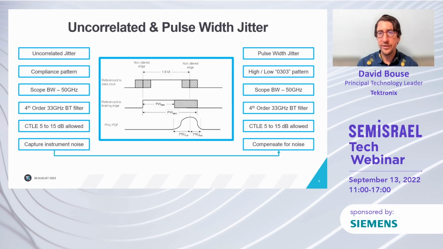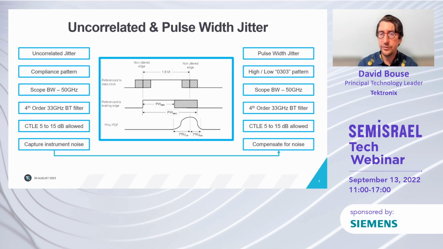This is a continuation of measurements we've seen previously, uncorrelated jitter and pulse width jitter. What's new here is the method that we use for doing these measurements. A couple things. First, the pattern. We have new test patterns that have been defined for Gen 6, a new compliance pattern for doing the uncorrelated jitter, and a 0-3-0-3 high-low pattern for pulse width jitter. Some similarities between the two: we have a scope bandwidth of 50 gigahertz.